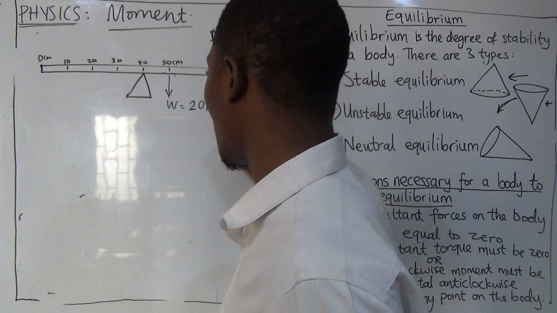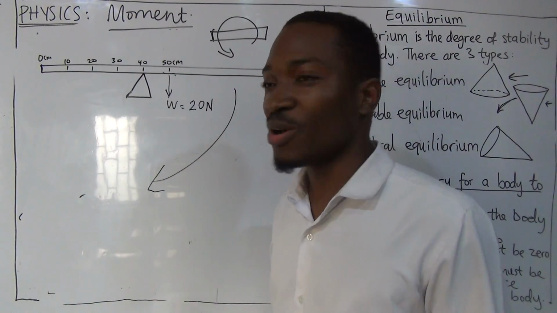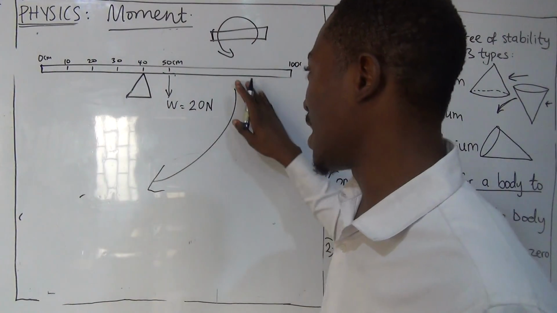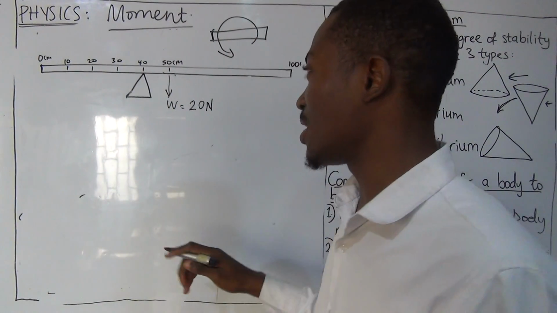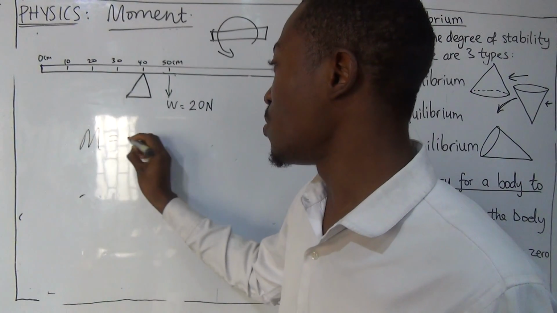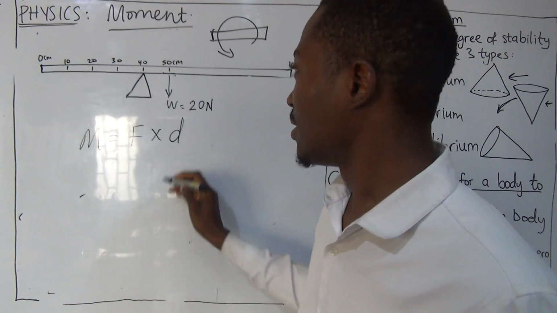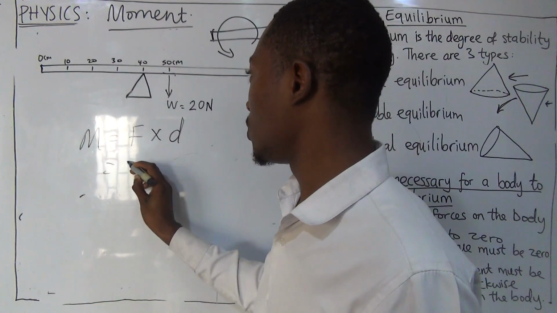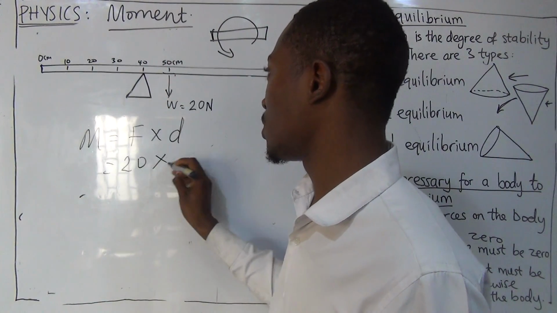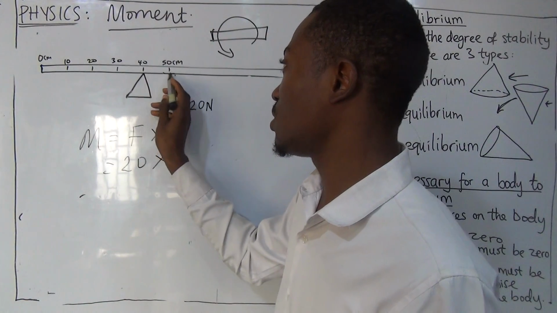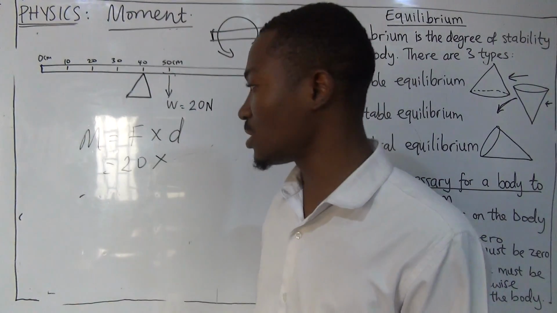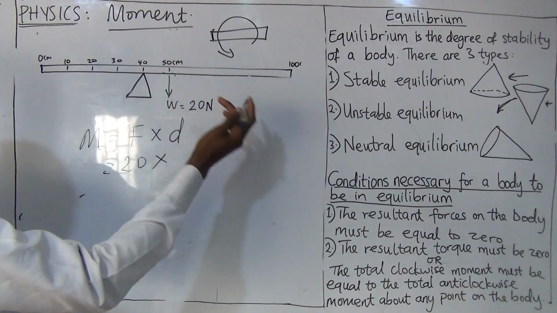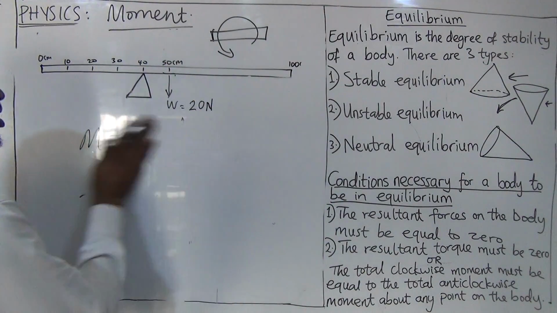It is a resultant clockwise moment. What does that mean? It means this thing will rotate in a clockwise direction. Why is it rotating in the clockwise direction? Because moment is force multiplied by distance, and the force is the weight of this metal roll, which is 20 Newton. The distance is the distance between this 40 and 50 centimeters mark. What's the distance here? 50 minus 40 will give you 10. Okay, the distance is 10 centimeters.